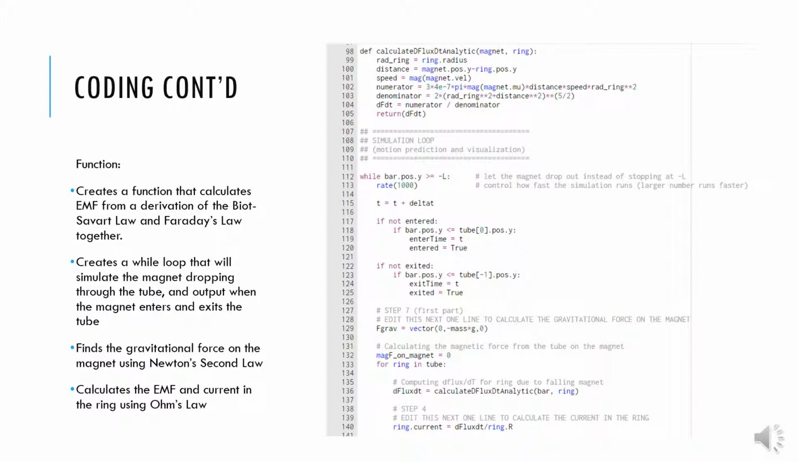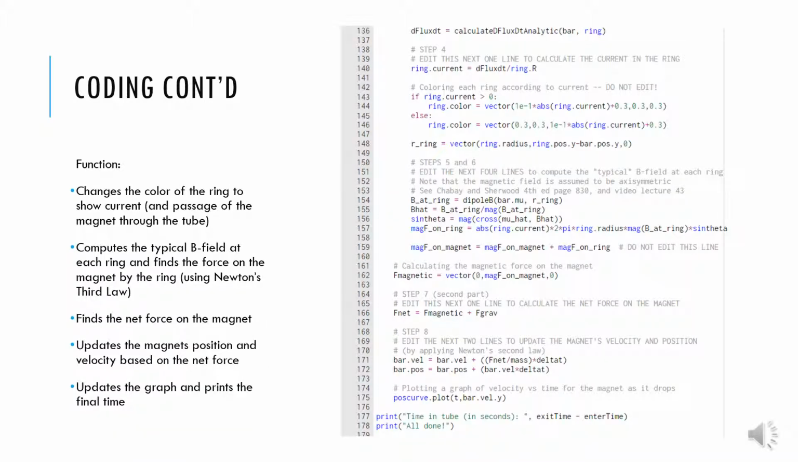This portion of the code defines a function that will calculate the derivative of flux with respect to time, or EMF, using an equation from the derivation of the Biot-Savart law and Faraday's law. It then forms a while loop that will simulate the magnet's drop through the tube and calculate the time the magnet entered and exited, finds the gravitational force on the magnet using Newton's second law, and uses the earlier defined EMF function and Ohm's law to calculate the value of current in each ring.